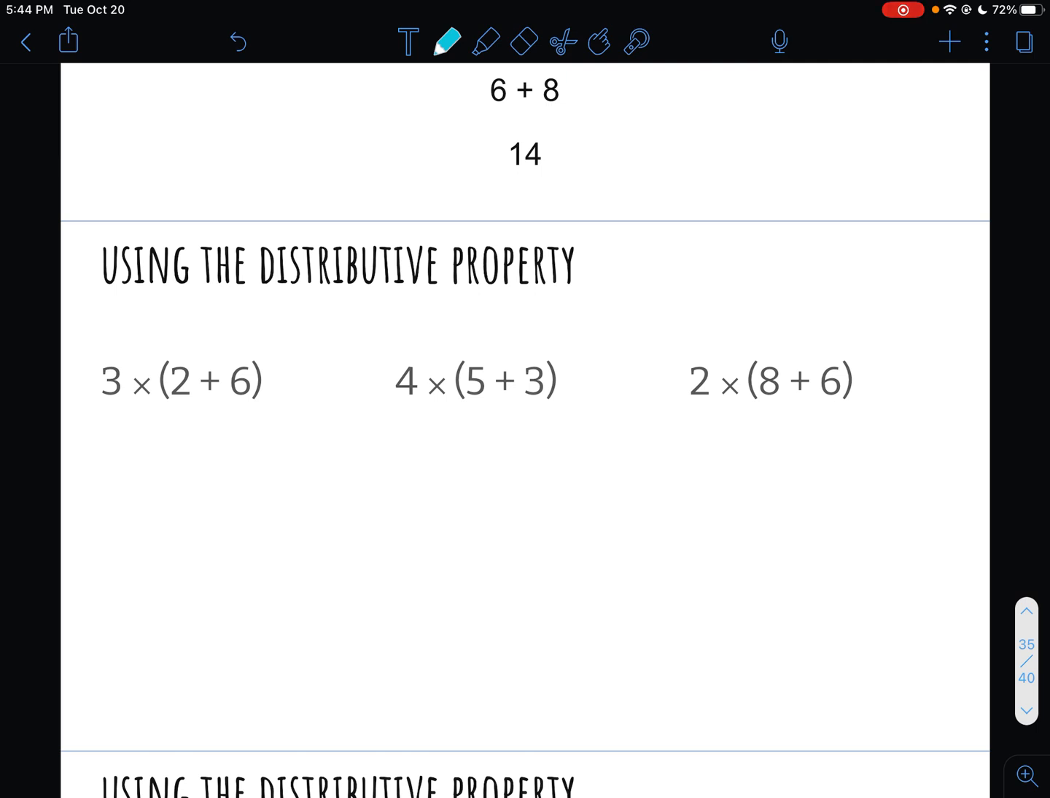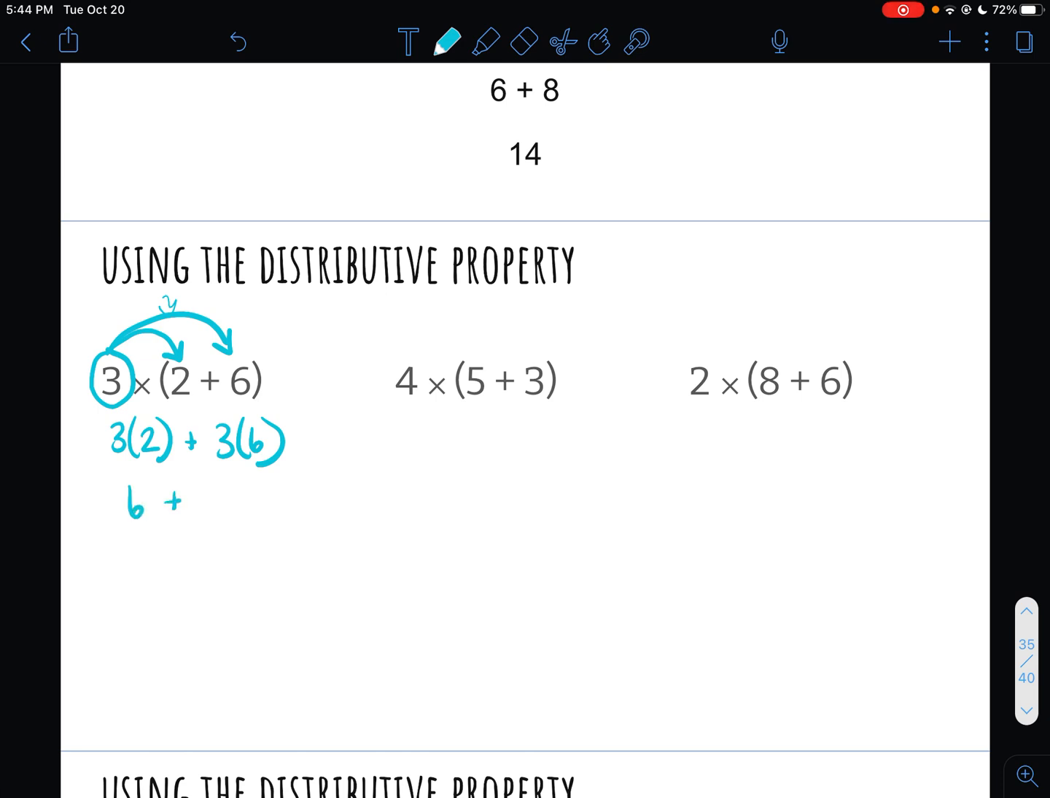Okay, so how the distributive property works: in this first example, 3 times 2 plus 6. I know all of you just want to say, just add 2 and 6 to get 8, and then 8 times 3 is 24, duh. But no, we're using the distributive property. You take the number outside, which is 3, and distribute it to each term inside the parentheses and multiply. So we're going to do 3 times 2 plus 3 times 6.